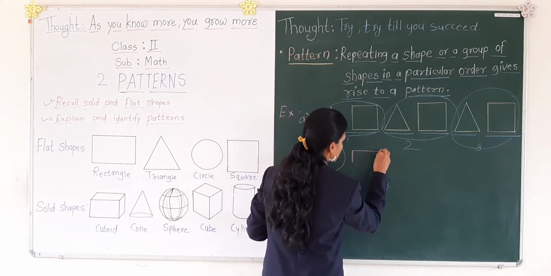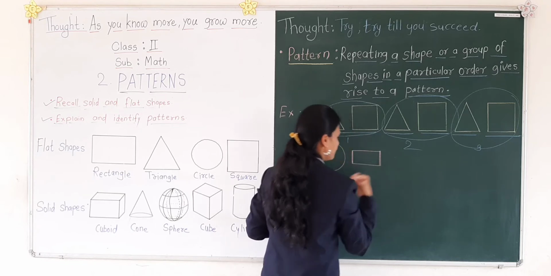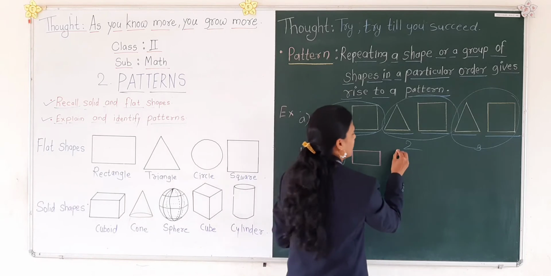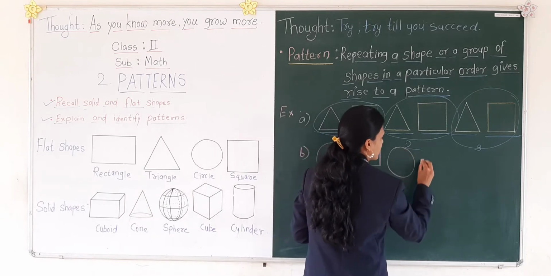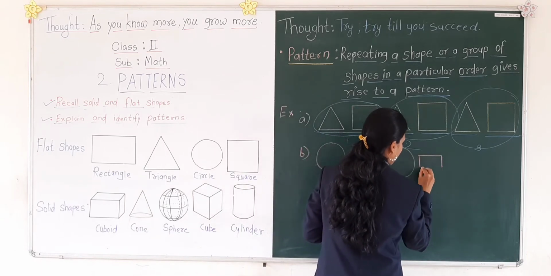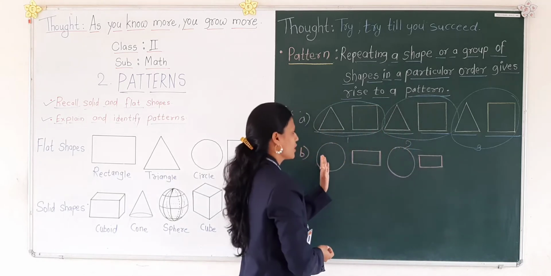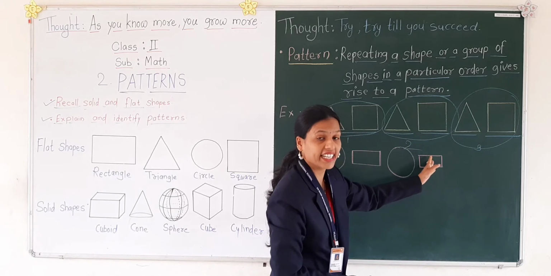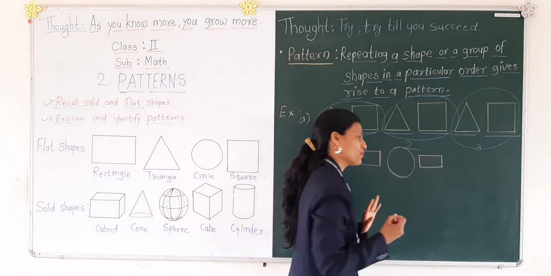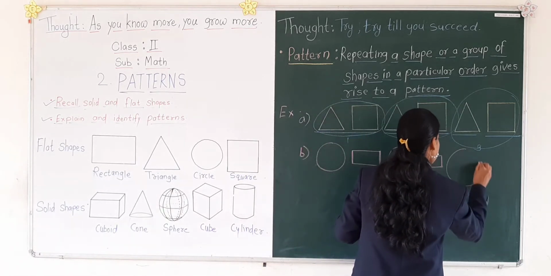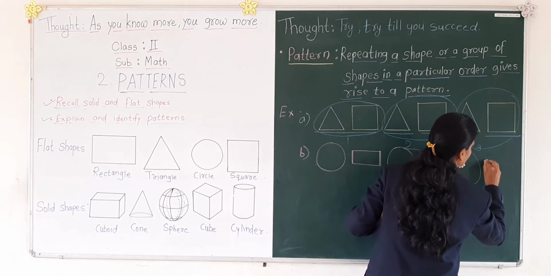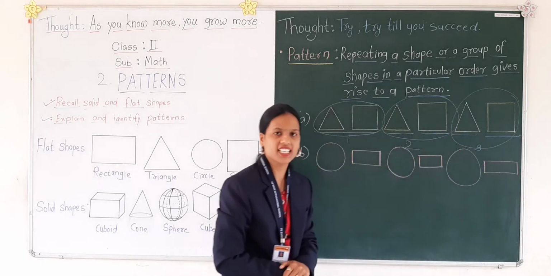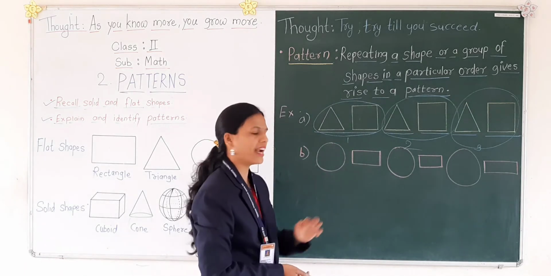After that, what is there? Rectangle. Very good. Again, circle, rectangle. So if we see carefully, first is circle, rectangle. Circle, rectangle. Then after that, very good. Again circle, then rectangle. Right? Understood about the pattern?